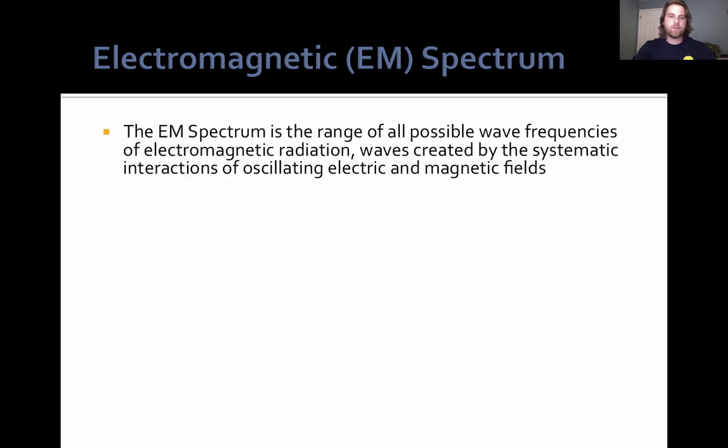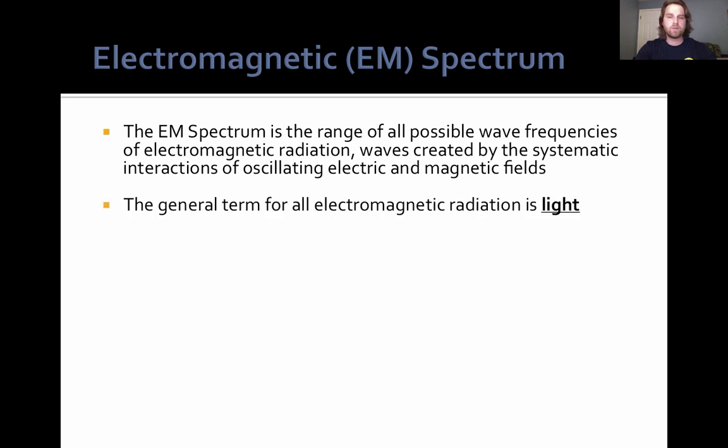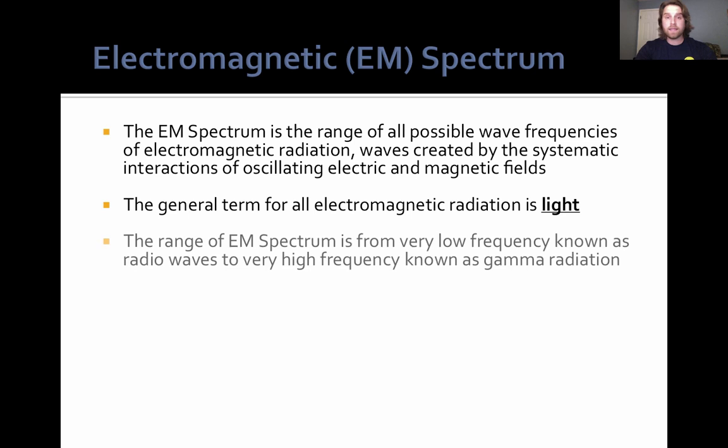So the electromagnetic spectrum is actually a range of all the possible wave frequencies in electromagnetic radiation. These waves are created by the systematic interactions of electric and magnetic fields. That's why it's called the electromagnetic spectrum. The general term for all electromagnetic radiation is light. And the range of the EM spectrum is from very low frequency, known as radio waves, all the way up to very, very high frequency, which is gamma radiation.